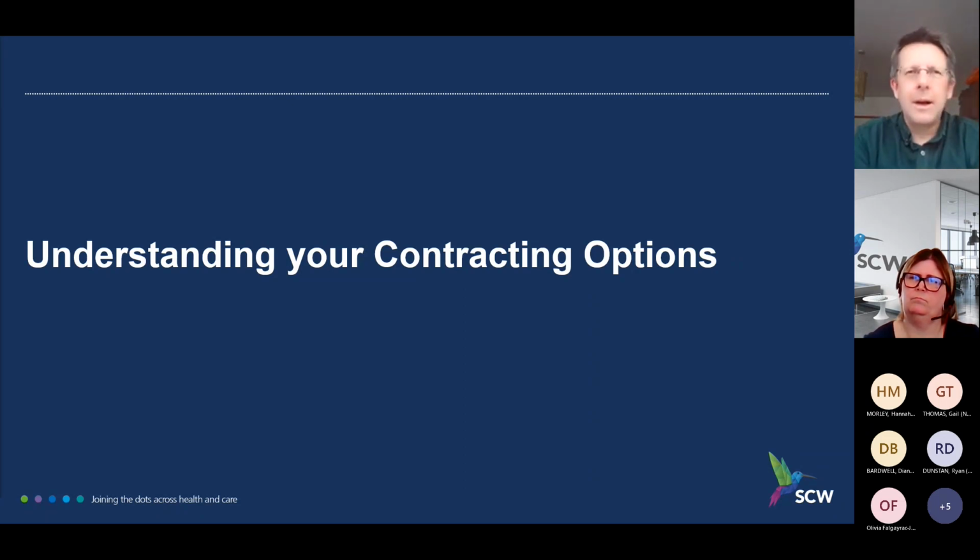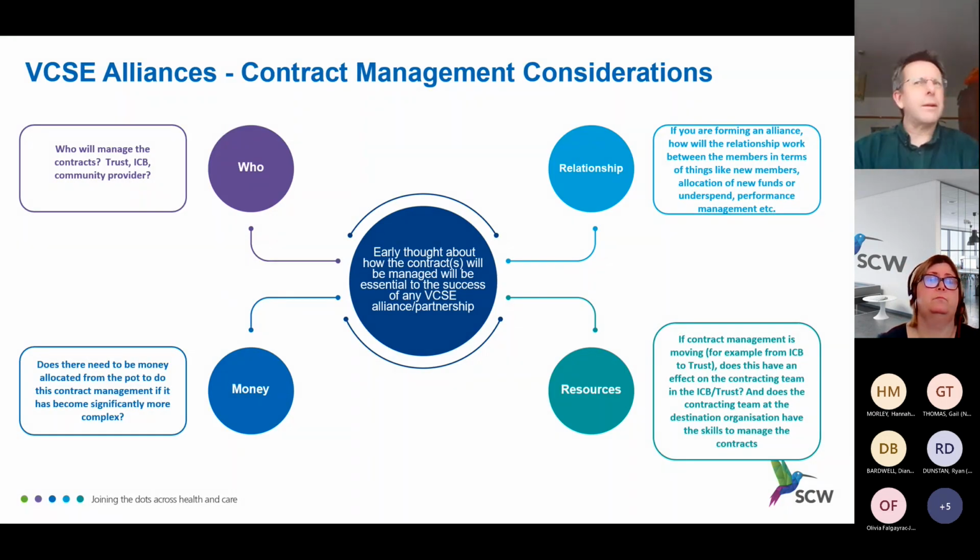So this isn't about what we would call bilateral contracts, where you have a specific relationship between one commissioner and one VCSE organisation. It's talking about how you can perhaps develop a contracting approach that allows you to contract with many organisations, but have it through a structured and well-managed arrangement. So that we start to look at the considerations that are helpful to start your planning.